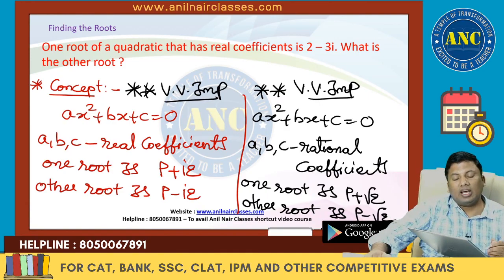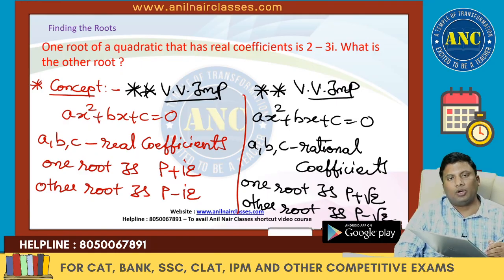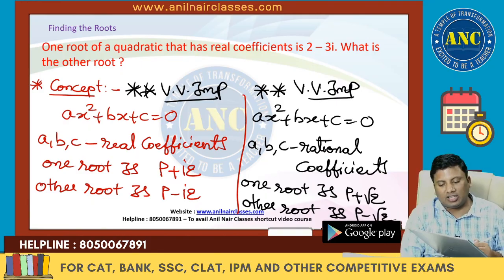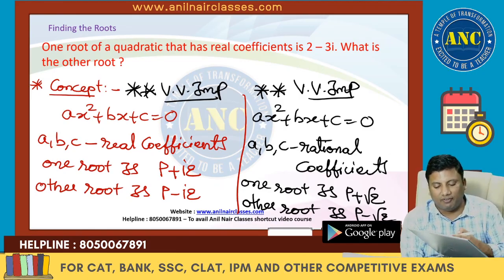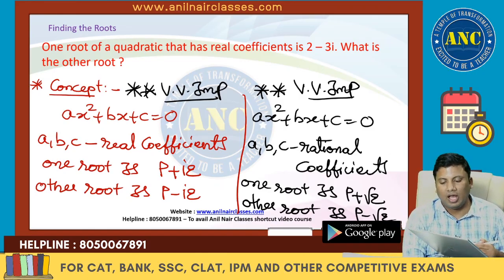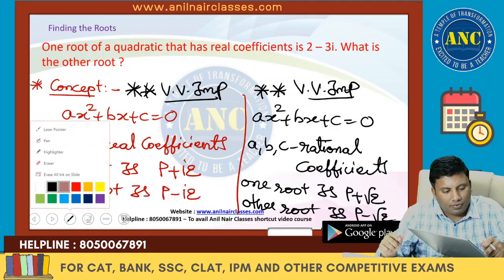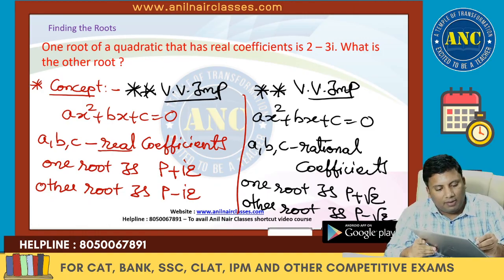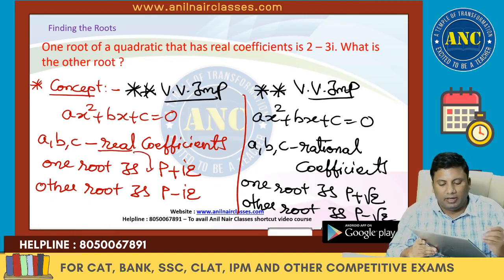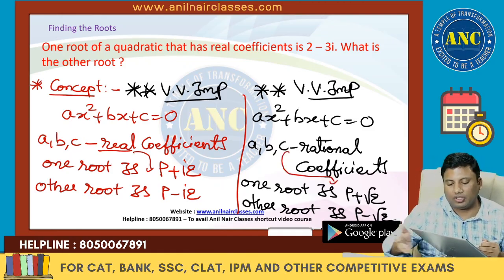If a, b, c are real coefficients only, if one root is p plus iq, another root is p minus iq. Only when a, b, c are rational coefficients, if one root is p plus root q, another root will be p minus root q. Why? Because I can take the second one. Write: if a, b, c are real, p and q will be real. If a, b, c are rational, p and q are also rational.